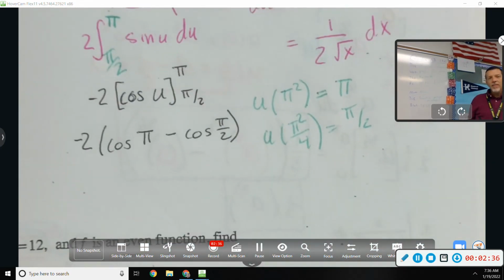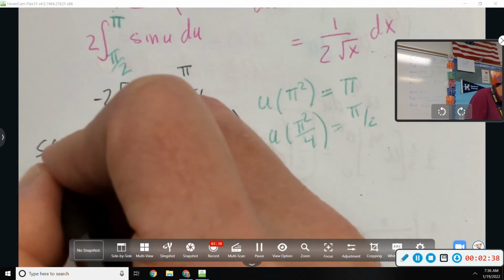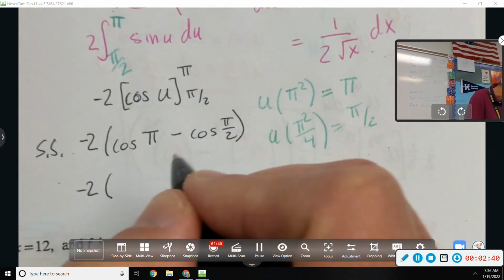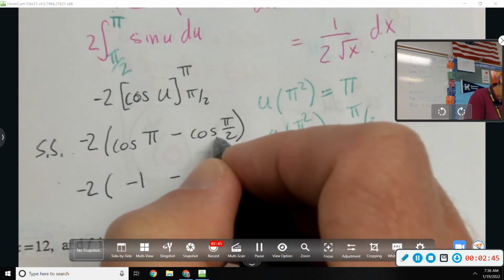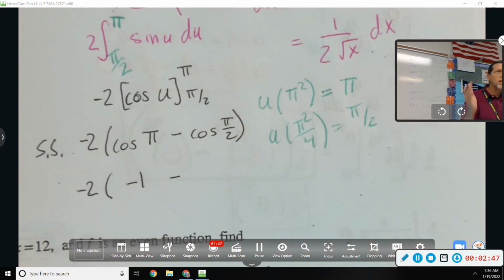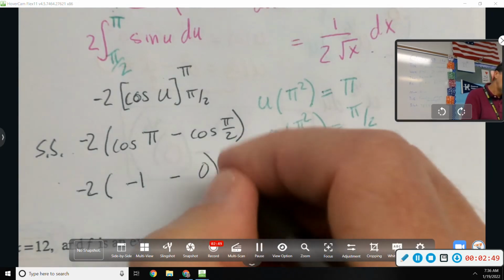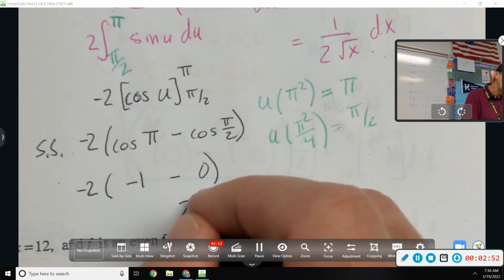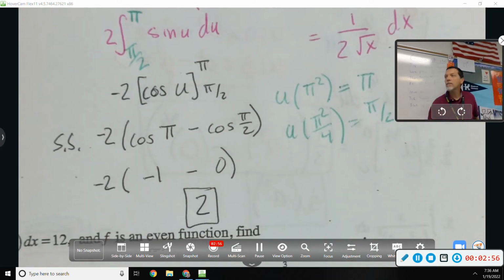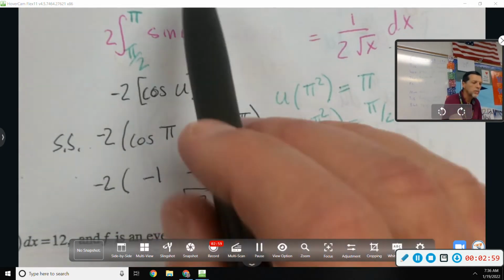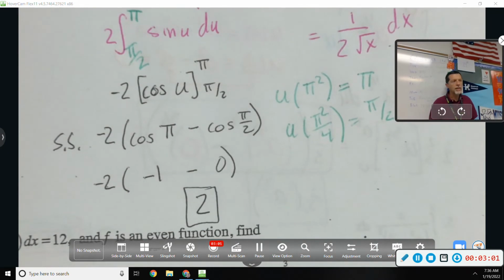That is a safe stop, but a multiple choice test is going to clean that up a little bit. Cosine of pi is negative 1. Cosine of pi over 2 is 0. Negative 2 times negative 1 is a positive 2. So again, safe stop there if you like, if you have the option or the ability to. But on a multiple choice test, they're going to simplify that. Other questions?